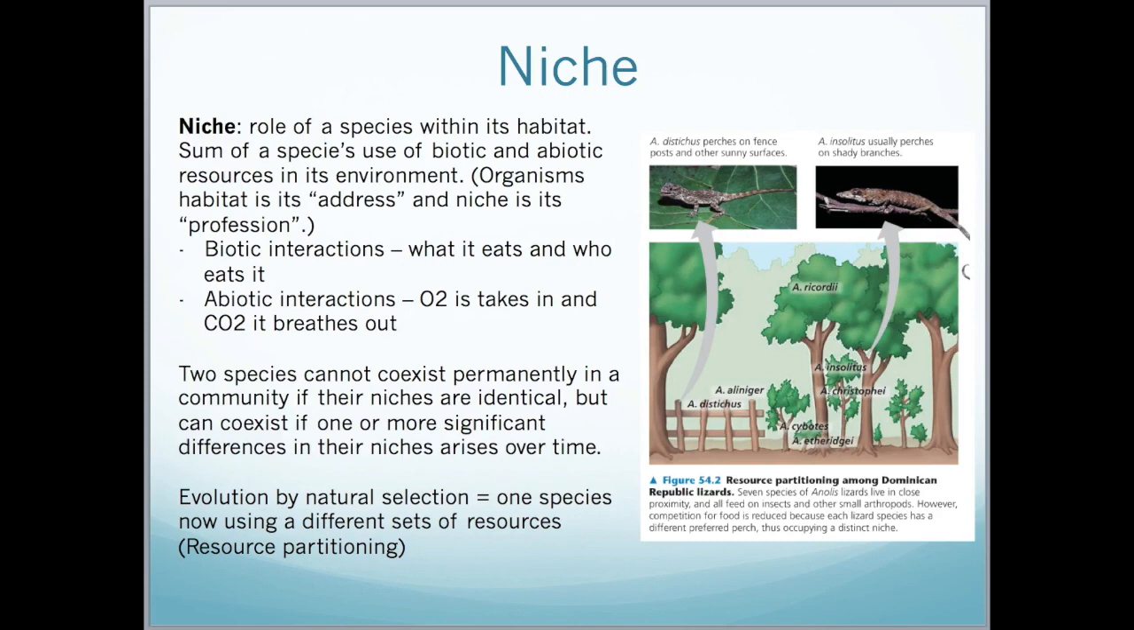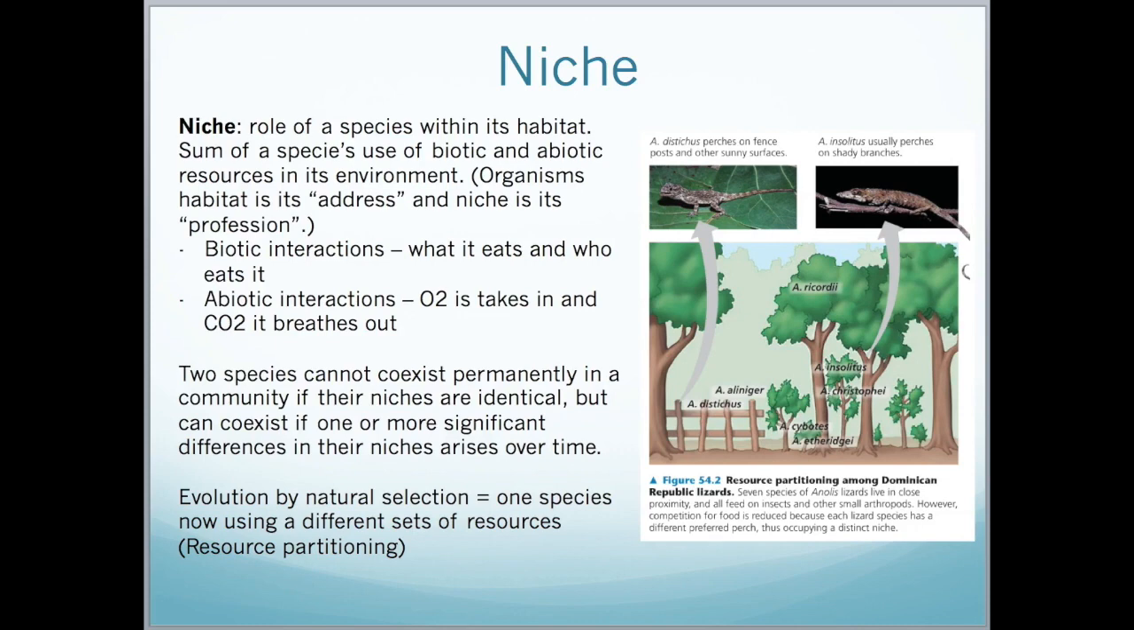So let's look at niches. A niche is defined as the role of a species within its habitat, and it's the sum of a species' use of biotic and abiotic resources in its environment. An easy way to remember it, if you remember that an organism's habitat is its address, and the niche is its profession. So biotic interactions include what an organism eats and who eats it, and abiotic interactions can include the oxygen that it takes in and the carbon dioxide that it breathes out.